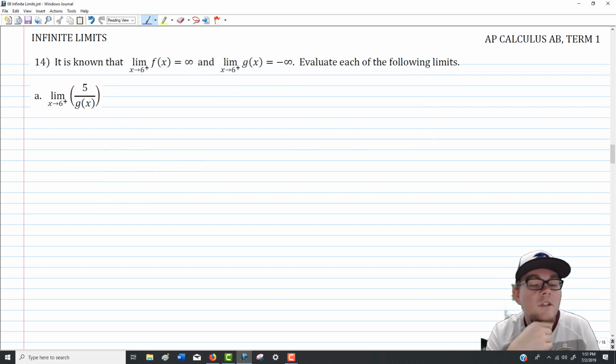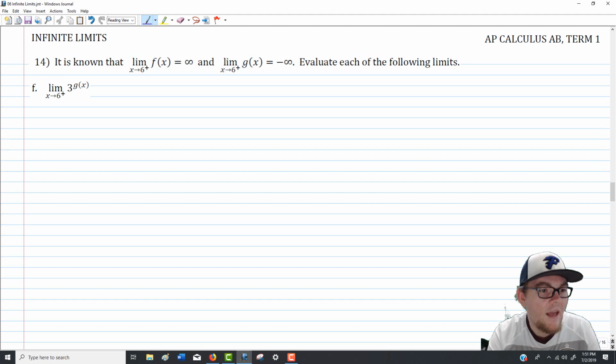Okay, that brings us then to question number 14, which starts talking about limits that have a value of infinity or negative infinity, and how to evaluate those limits. So I believe I'm attacking not every single one. I think I have 3 of them. Yeah, I have A, E, and F. So let's start with question 14a.